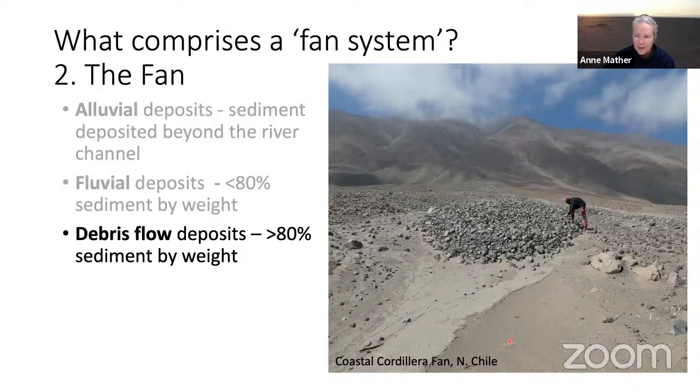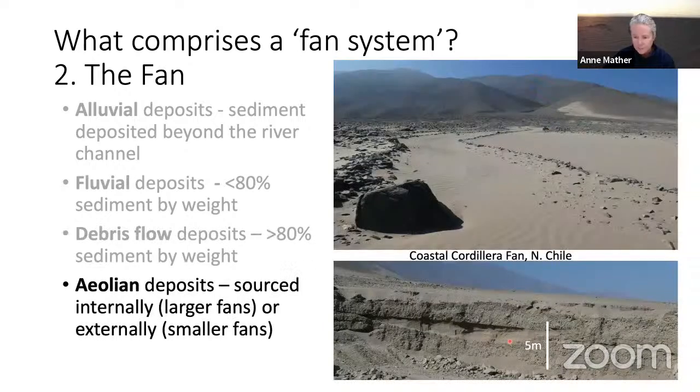And then perhaps not so commonly considered is the fact that we also see aeolian deposits within alluvial fans. The images on the right are both taken from the coastal Cordillera of northern Chile. These are small fans on the order of tens of square kilometers in size, and they have significant proportions of aeolian material both on the surface and in the subsurface, as we can see in the quarry at the bottom.